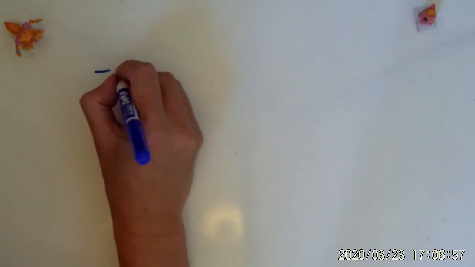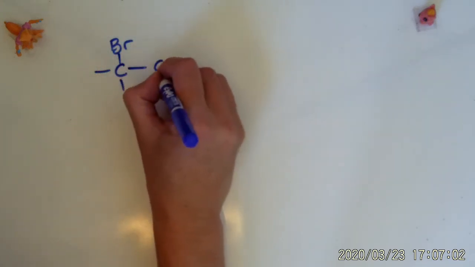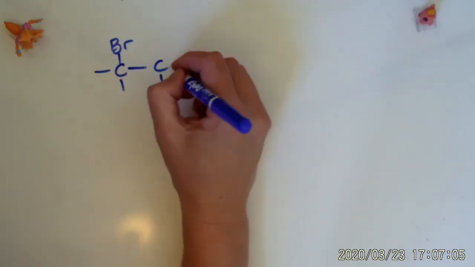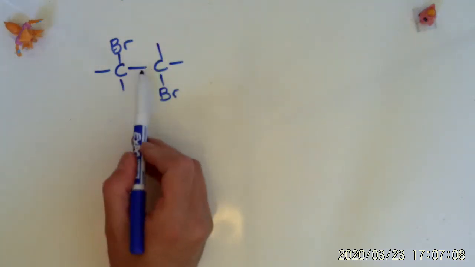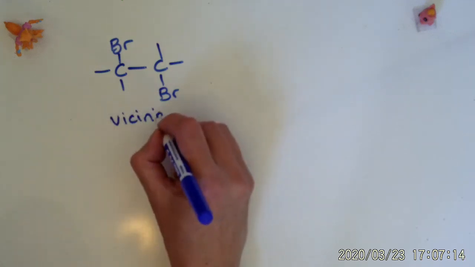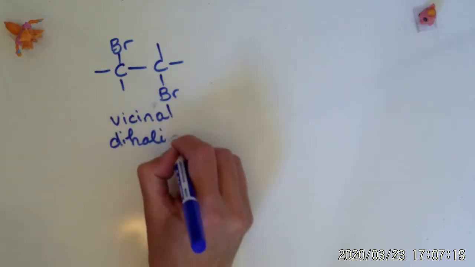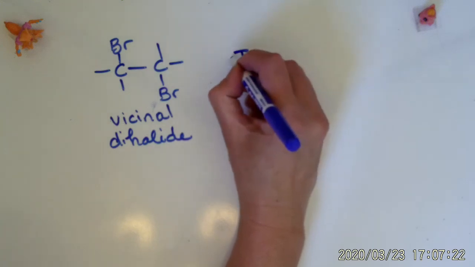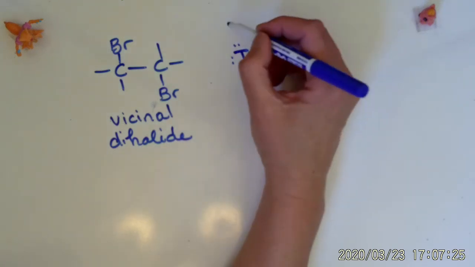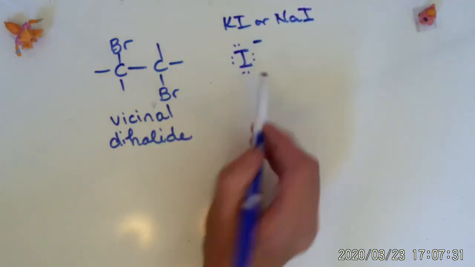Let's take a look at a vicinal dibromide. So basically, what's a vicinal dibromide? Remember we were talking about gem dihalides and vicinal dihalides. Okay, when they are a bond across, so 1, 2, 3, this is a vicinal dihalide. And if I add in iodine, could be in the form of KI or sodium iodide. The most important part is having the iodine.